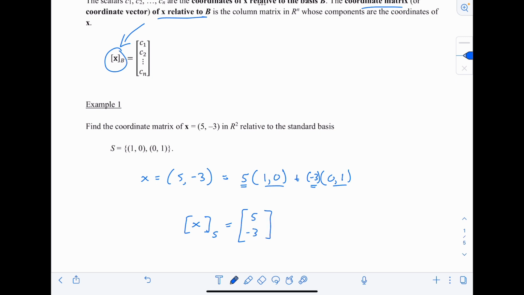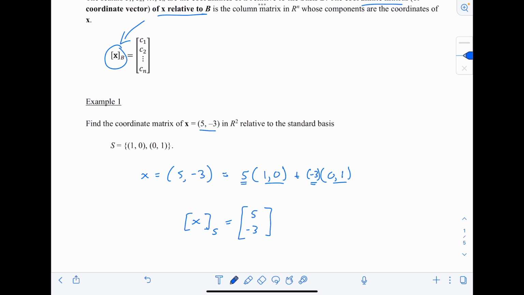So in this case, the elements in the vector x happen to be the same values as they are in our coordinate matrix. That will only happen when you're using the standard basis like this. But the idea is we're taking this arbitrary vector in V. We've got a basis S, right? That's what's going to give us all of the vectors in V.